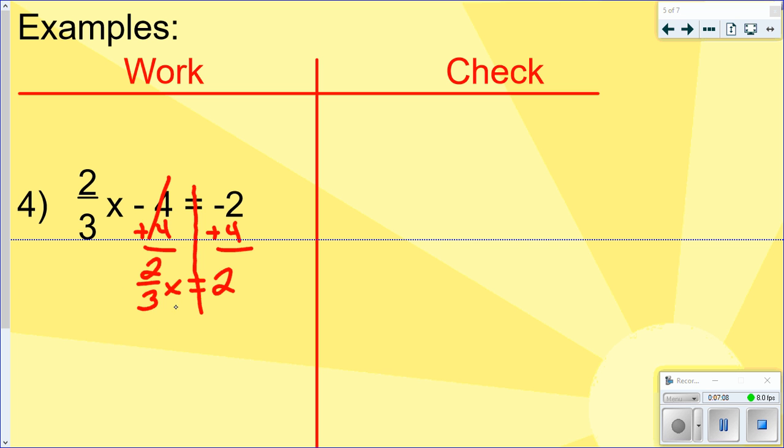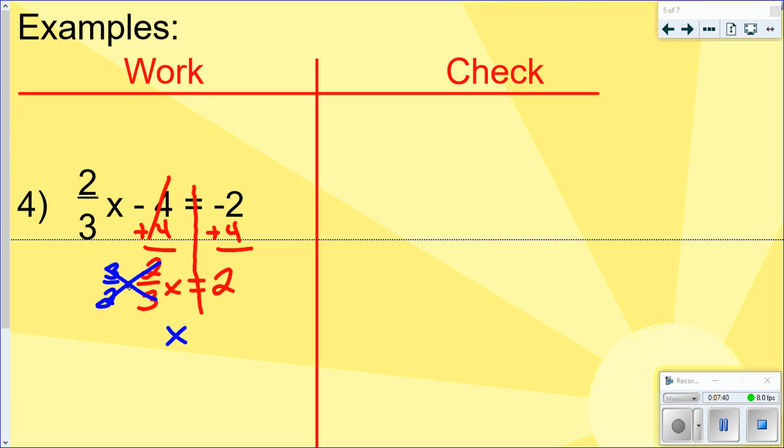Now this is a special case. You could divide by 2/3 because this is times here. You see multiplication, so the opposite of that would be division. But the easier way to do it is to use the multiplicative inverse property that says if you take a fraction and multiply it by its reciprocal, which means just flip it over, it will always be equal to 1. So 3 times 2 is 6, 2 times 3 is 6, 6 over 6 is 1. And 1x is the same thing as just x.